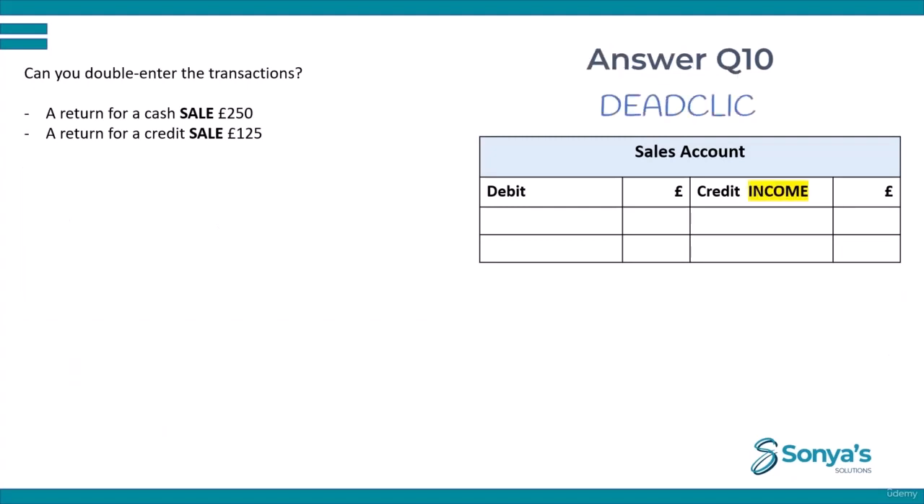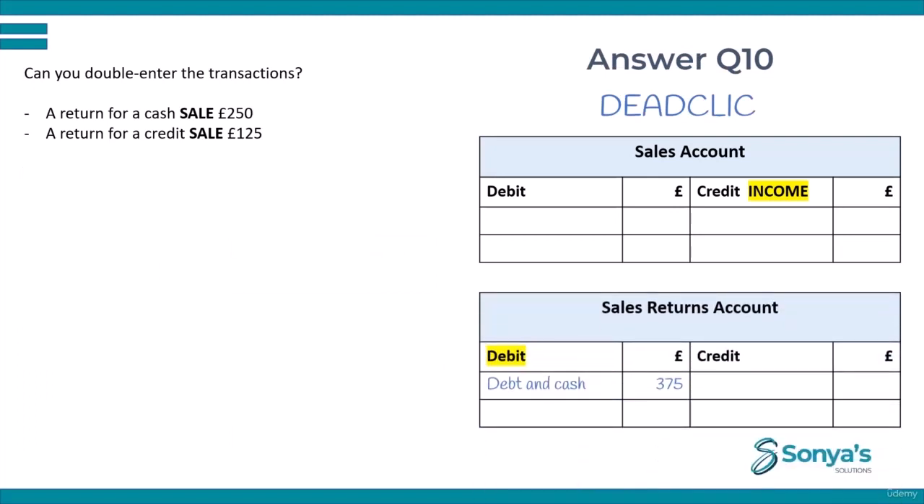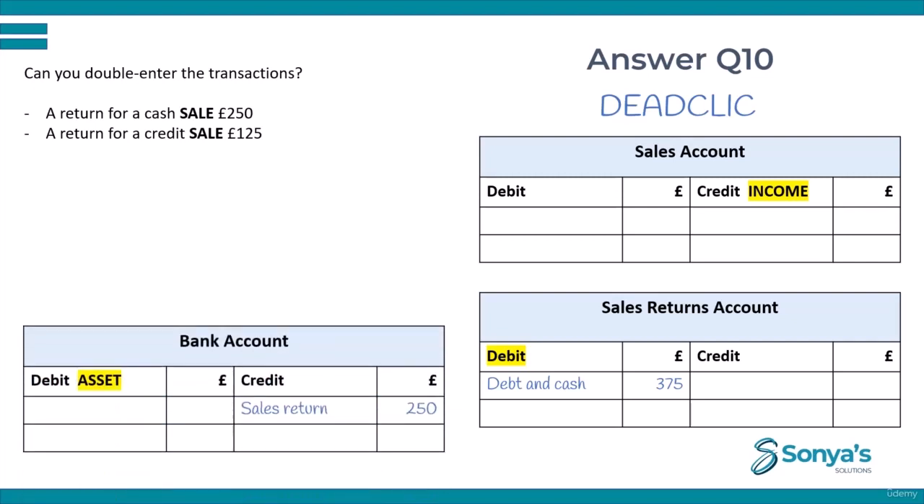The sales account is an income account, a credit record. The sales returns is its opposite. We add all of the sales returns to the sales returns account with a debit entry. The refund for the cash sale is provided through the bank account. It's credited to reduce the asset of cash.